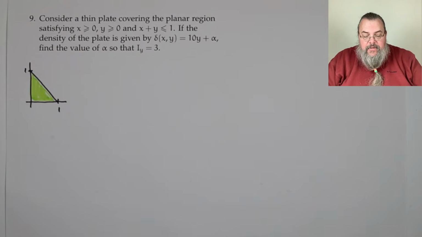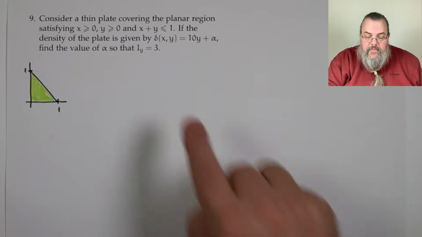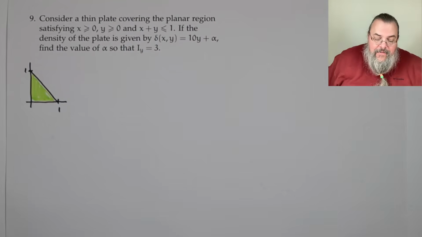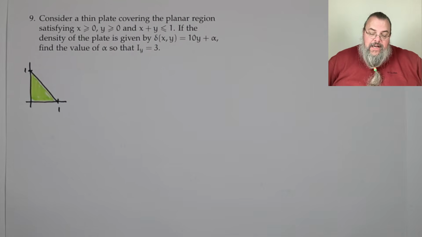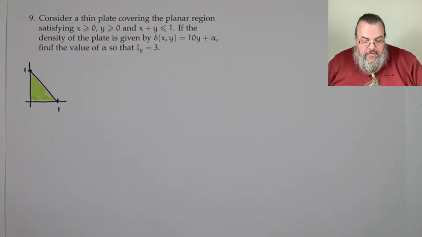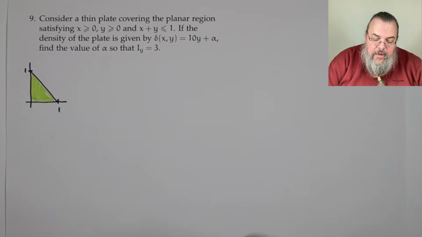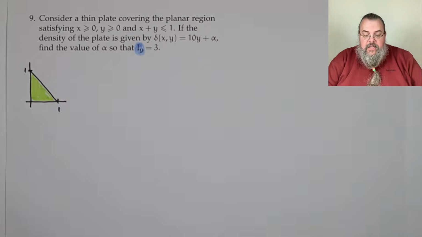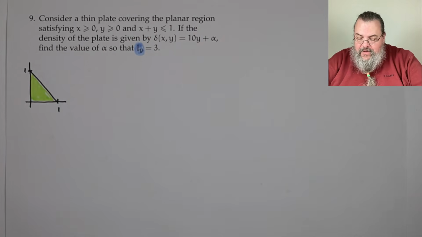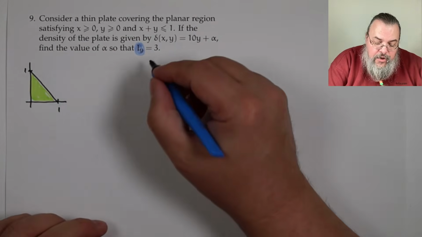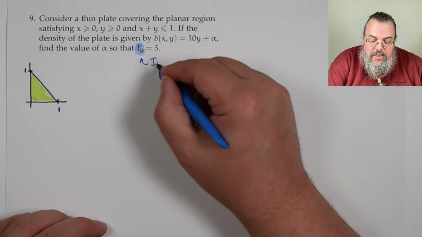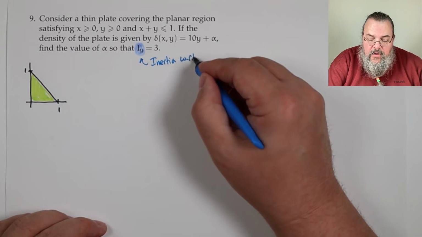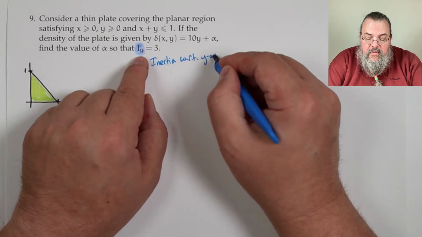Now, the density of the plate is given by this expression, 10y plus alpha. Find the value of alpha so that I sub y equals 3. Okay, so we have a density, and we have this I sub y. Let's talk about what that is. I is inertia, and the sub y means with respect to the y-axis.